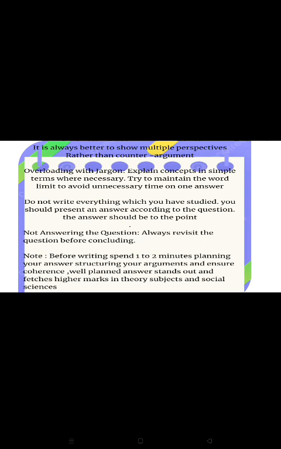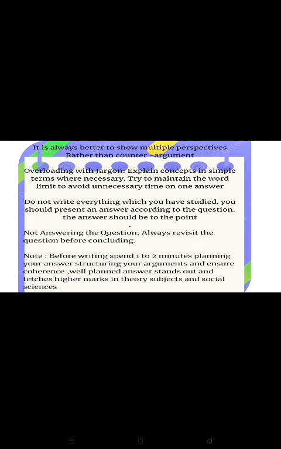Do not write everything which you have studied. Bombardment of information isn't required there. What you have to do is present an answer according to the question. That means the answer should be to the point, and not answering the question is a mistake. Always revisit the question before concluding, so that you can get to know whether there is any mistake or whether you have missed any critical points. Then you can add on in the conclusion also.